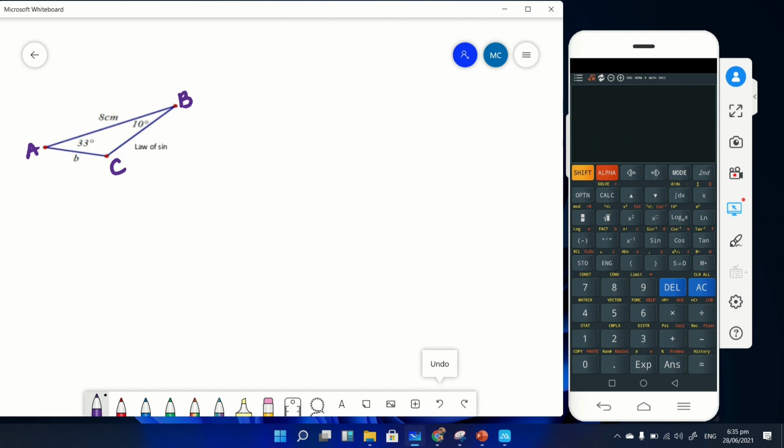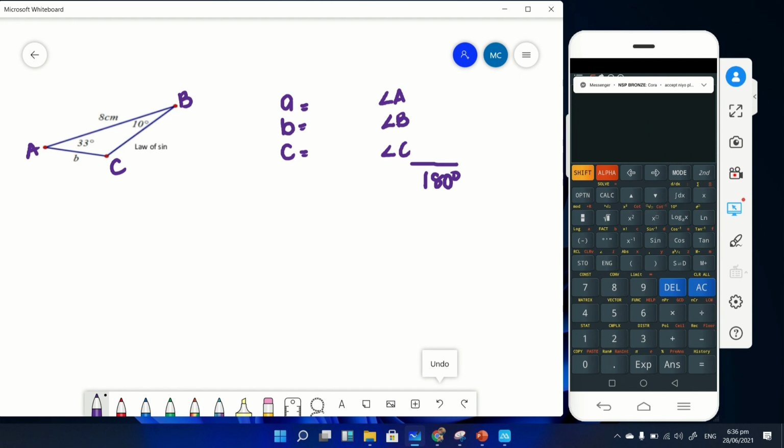Okay, so from here, we will again list all the sides and the given angles. We have side A, side B, and side C. We also have angle A, angle B, and angle C. And take note that the sum of this angle is equal to 180 degrees. So next is we list all the given. So based on our figure, the given we have here is side C, which measures 8 cm.